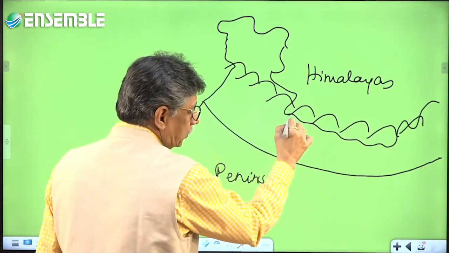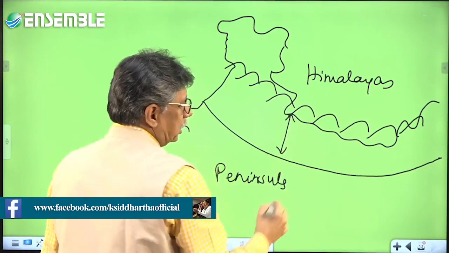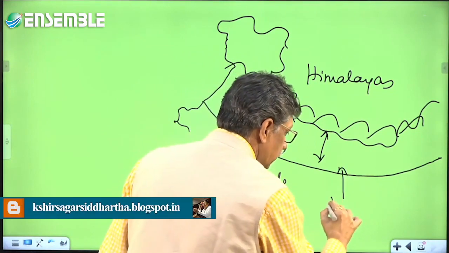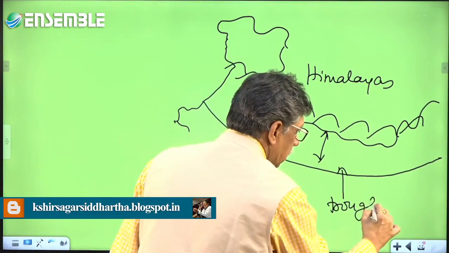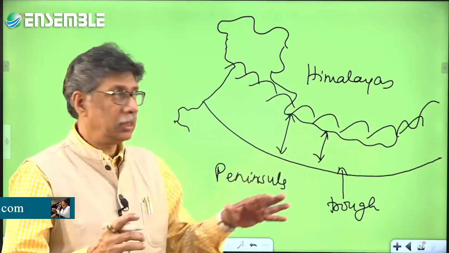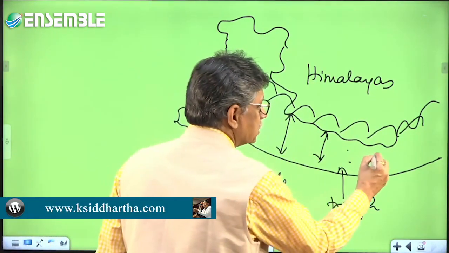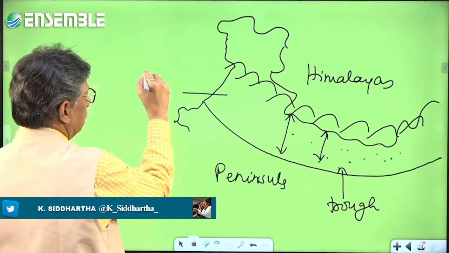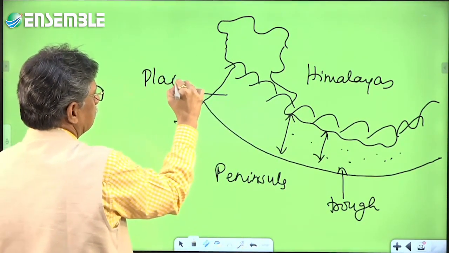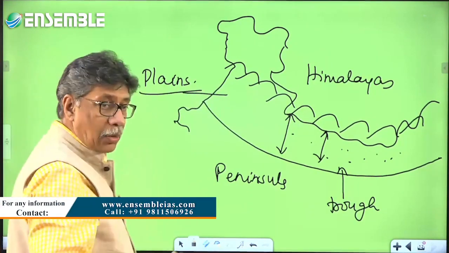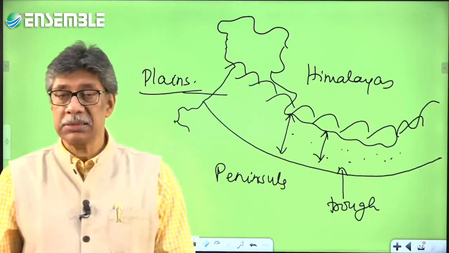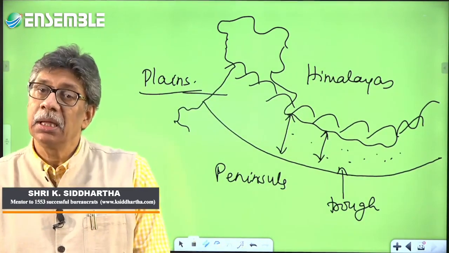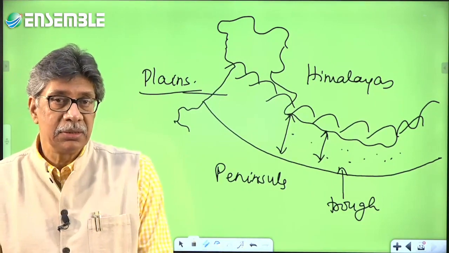And in between it was a depression. It was almost like a deep trough, what we're going to be calling a trough. This trough got itself filled up. And when this trough got itself filled up, that led to the evolution of the plains. And that is how the Indo-Gangetic plains came into being. The formation of these Indo-Gangetic plains is because of all of these factors.